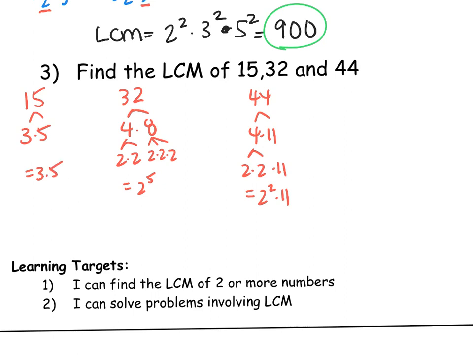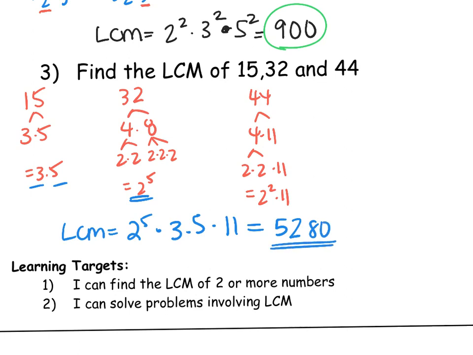This one's 3 times 5. So I've got 2s, 3s, 5s, and 11s. So my lowest common multiple, so the highest of my 2s is 2 to the power of 5. The highest of my 3s is just a plain old 3, and a plain old 5, and an 11. So when I multiply all those together, I get 5,280. So again, I think we can all agree that skip counting that high would not be that fun.